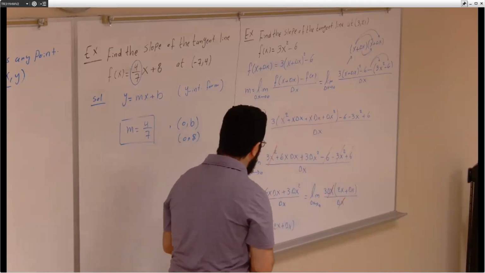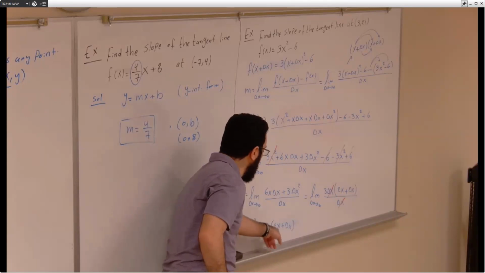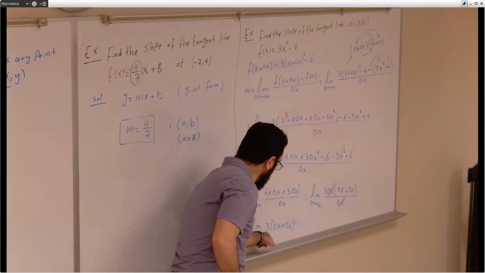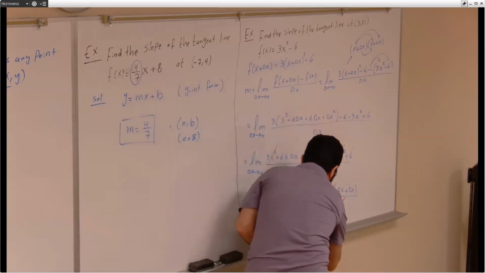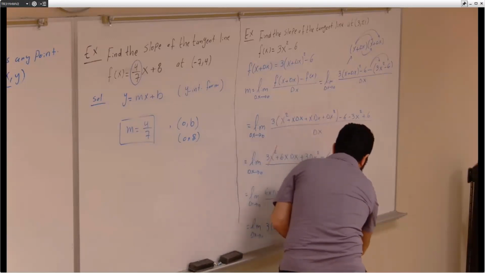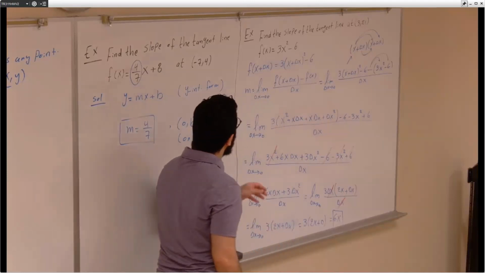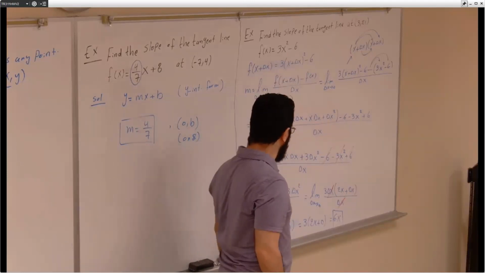So let's check here. Now we're going to plug in. When delta x approaches zero, that means this side is going to be zero. So it's going to be 3 times 2x plus 0. And then the result is going to be 6x. So the slope for this function is going to be 6x. Okay, so that's by using the limit process.